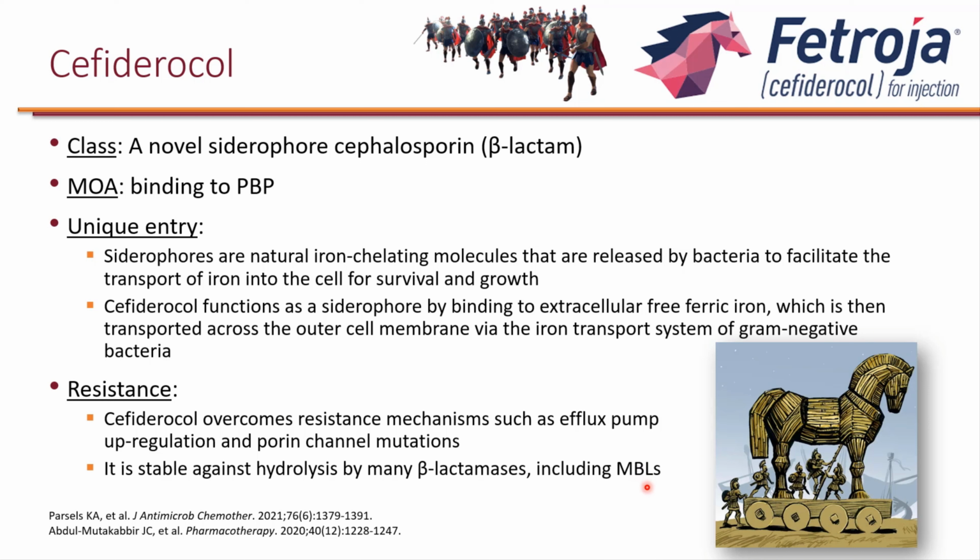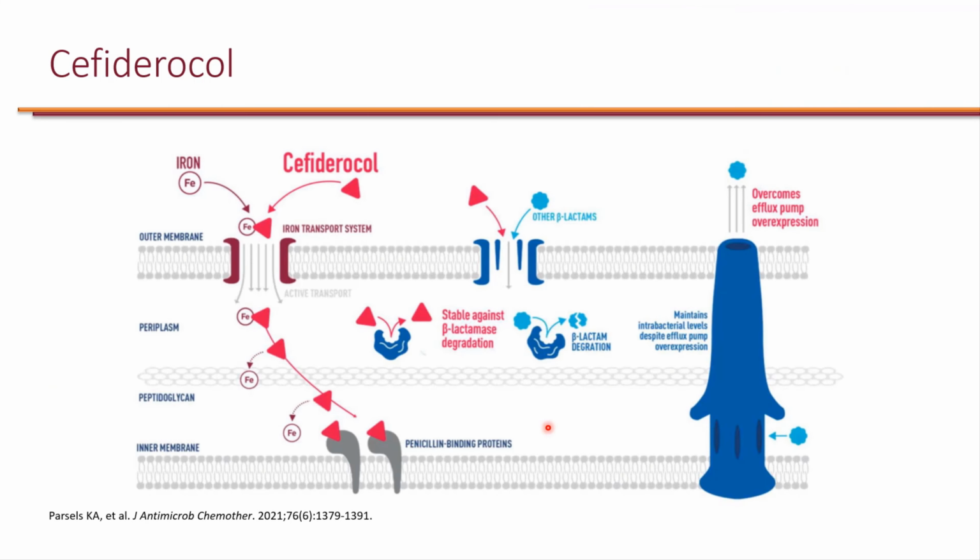So remember, when it comes to metallo-beta-lactamases, these are Ambler class B. They pretty much break down all of the beta-lactams, and none of our beta-lactamase inhibitors can block these. Now, cefiderocol is actually stable against metallo-beta-lactamases, meaning metallo-beta-lactamases cannot break down cefiderocol. So here's a figure that shows you how cefiderocol goes across the outer membrane into the periplasmic space where it can bind to penicillin binding protein.